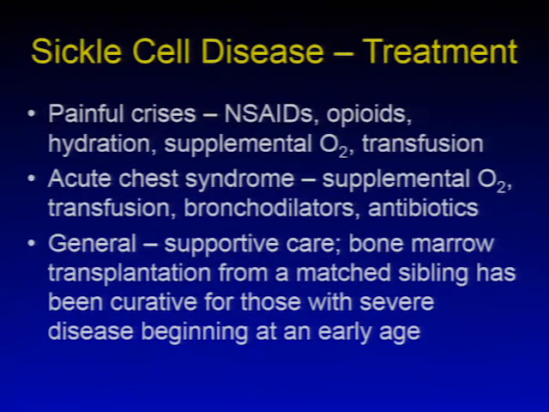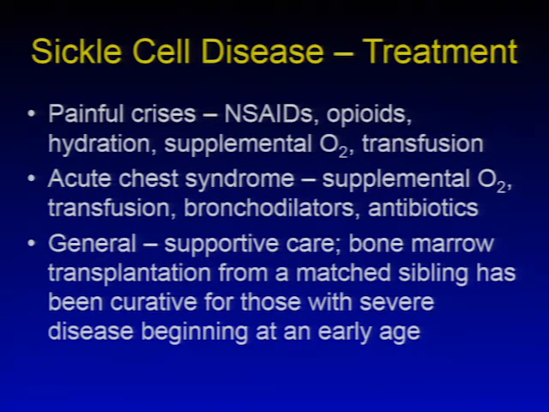Now, how do we treat sickle cell disease? Well, the painful crises usually respond quite well to nonsteroidal anti-inflammatories. Opioids are needed in a certain number of cases. Hydration will usually help the microcirculation and cut down on the amount of sickling and local microinfarction. Supplemental oxygen as well can help, and transfusion if the anemia is significant enough.